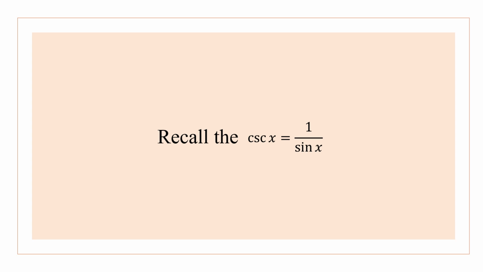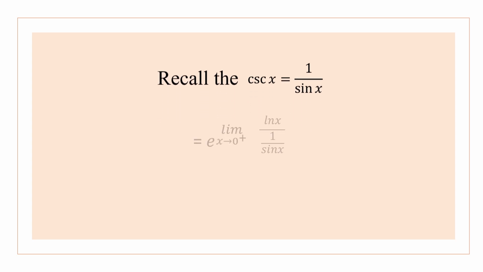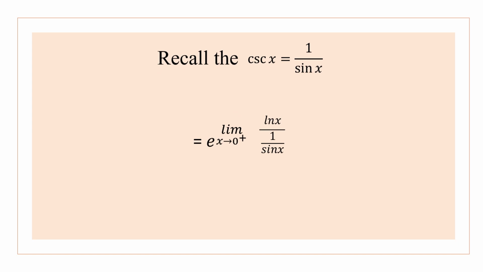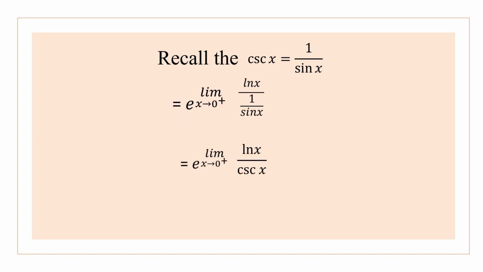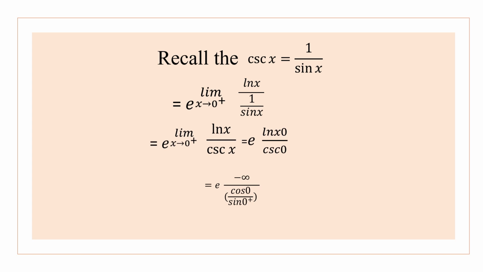Remember that cosecant of x is equal to 1 over sine of x. Given the limit of the natural logarithm of x over 1 over sine of x, where e is raised, as x approaches 0 from the right, 1 over sine x is the reciprocal identity of cosecant. Therefore, we could write it as the natural logarithm of x over cosecant of x, and it will be natural logarithm of 0 over cosecant of 0. Then it will be equal to negative infinity over 1 over sine 0. Simplifying it to negative infinity over 1 over 0, also known as negative infinity over infinity.